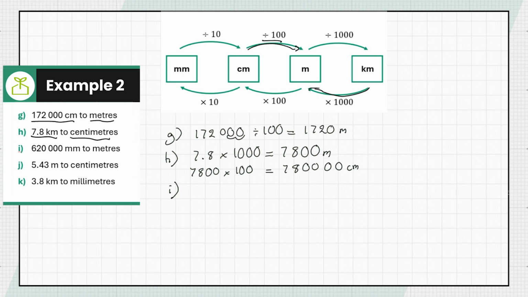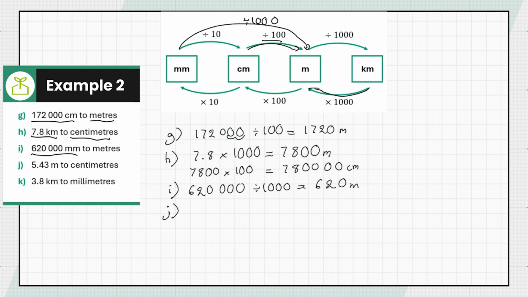Alright, let's do I. So for I, we have 620,000 millimeters to meters. So we do 620,000, and because we want to go from millimeters to meters, and we know from our last one that instead of doing 2 steps, we can bypass both of them and instead divide by 1,000. We can divide this by 1,000 to go straight from millimeters to meters, and we will get 620 meters.